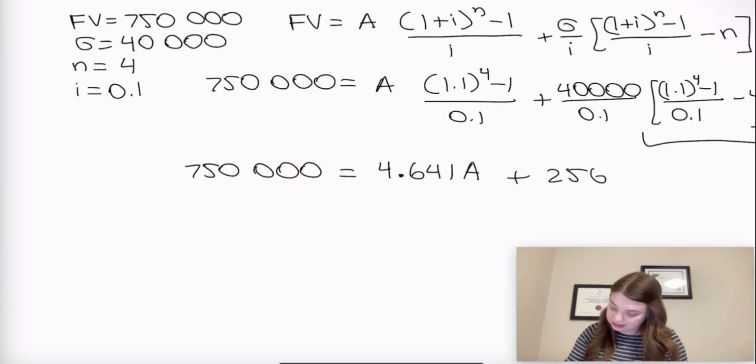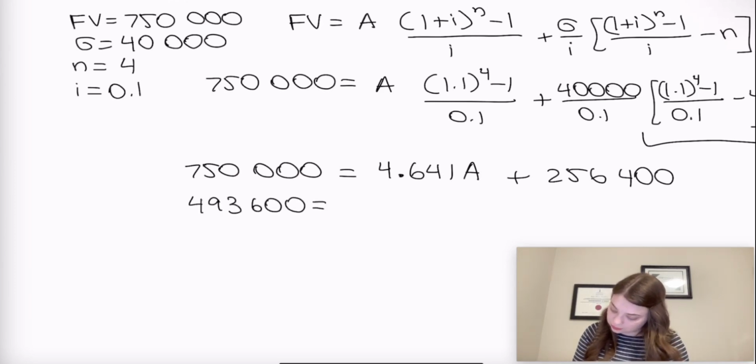That's $256,400. So now we just have a regular linear equation. So now what I'm going to do is subtract $256,400 from both sides to get that $493,600 is equal to 4.641 times A.